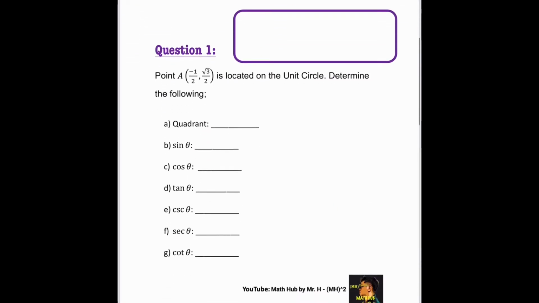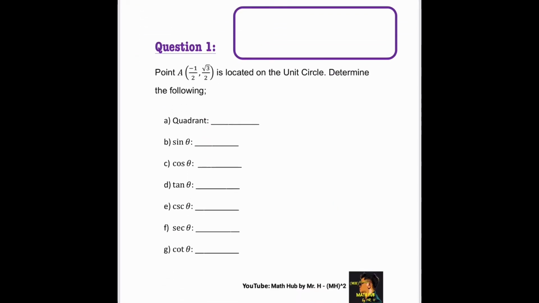In this video, you will learn about trigonometric ratios, coterminal angles, and conversion from degrees to radians and vice versa. Alright, so let's take a look at the first part. For question 1, we were given a point with coordinates -1/2 and square root of 3/2. And we need to identify these 7 questions here.